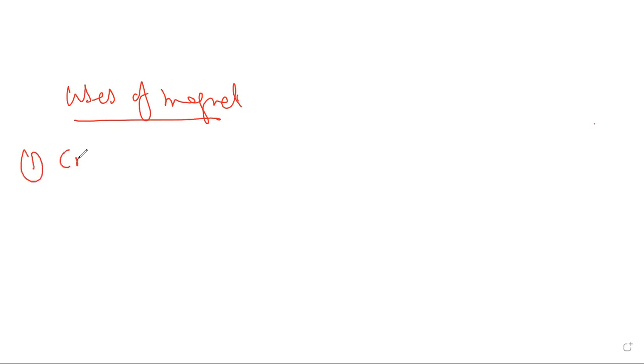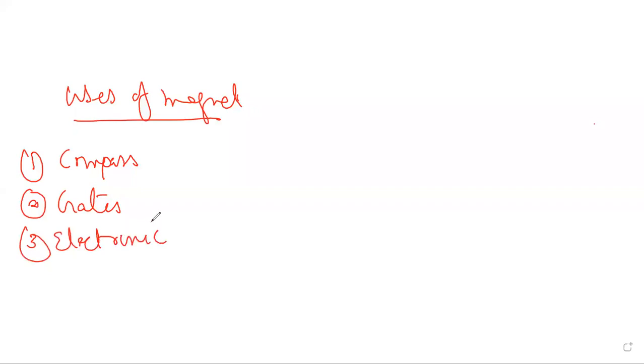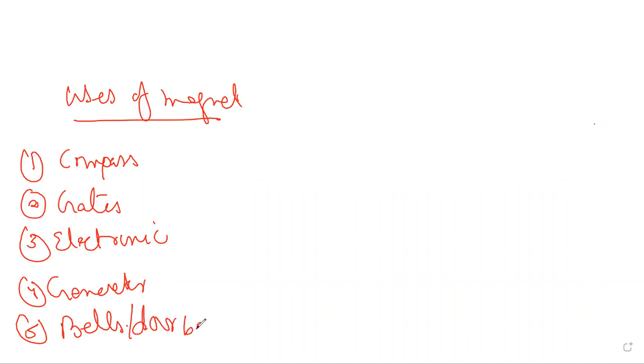Okay. So uses of magnet. We all know that it is used basically in compass. Second, gates, yes, tell me. Spring gates, in gates. Then in rockets, motorcycles and all. Electronics, it is basically used in electronics. Generators, it is used. The rockets also. Generators, yes, sir. You can say bells, electric bells, doorbells. Okay. So speakers.